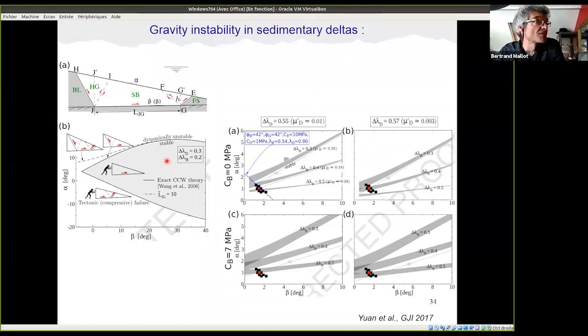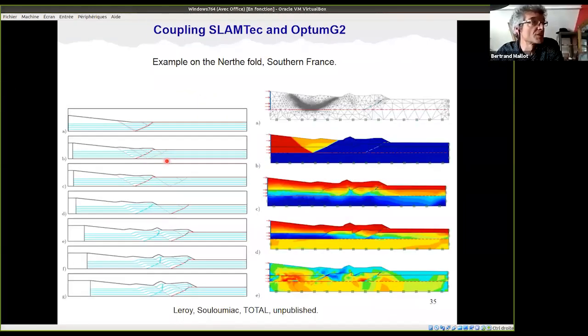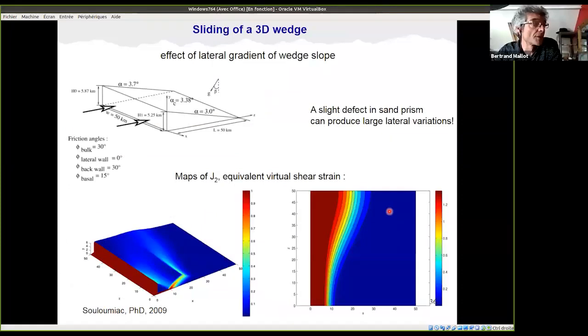The perspectives: one thing that we would love to do is to couple SLAMTEC and Optum G2 in an automatic manner. This is a first attempt, a very first attempt. The SLAMTEC on the left, Optum G2 stress determinations on the right. We would also like to develop 3D approaches with Optum G3. This is an early work by Sulum Pulin in 2009.